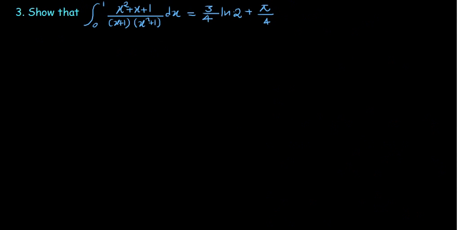Let's look at this one. Show that the integral of (x² + x + 1) / ((x + 1)(x² + 1)) dx is 3/4 natural log of 2 plus pi over 4.